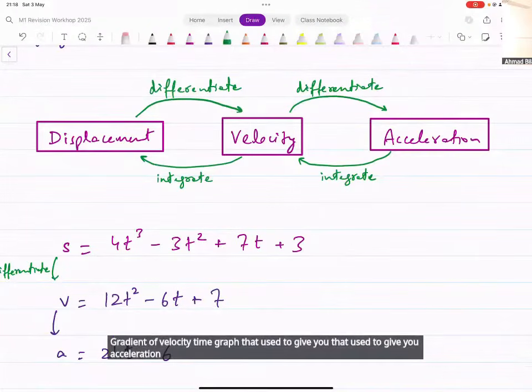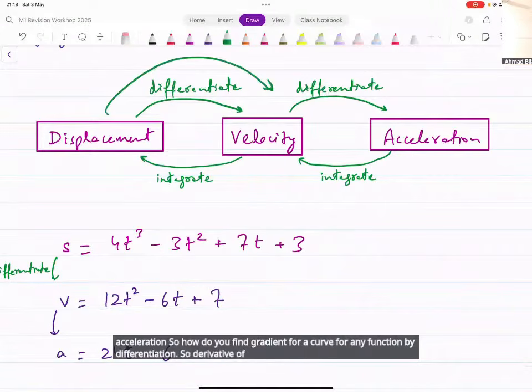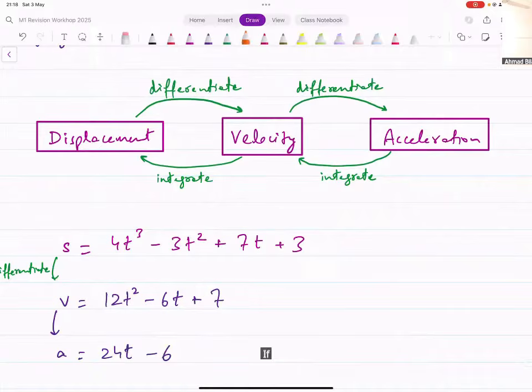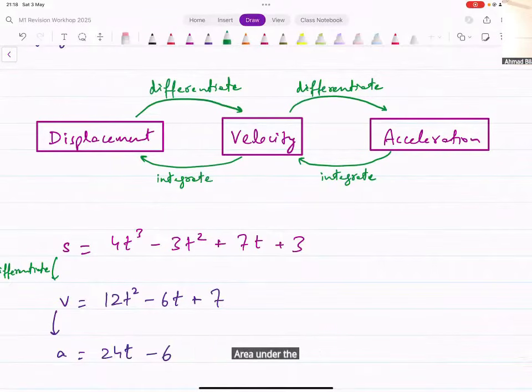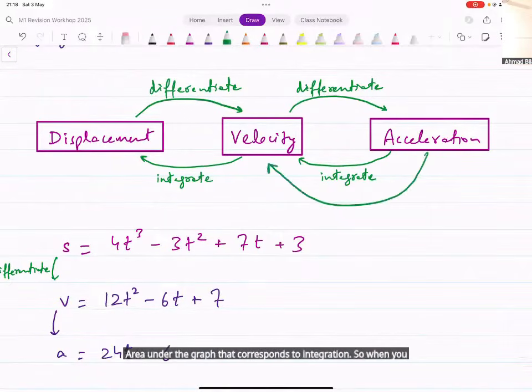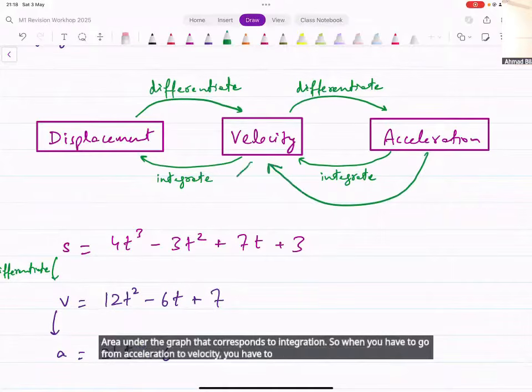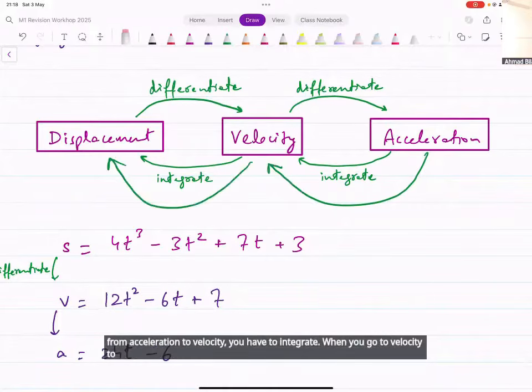So how do you find gradient for a curve or for any function? By differentiation. So derivative of displacement is velocity, derivative of velocity is acceleration. If you want to go the other way around, area under the graph, how do you find area under the graph? Generally using integration. If you remember P1 integration, area under the graph corresponds to integration. So when you have to go from acceleration to velocity, you have to integrate. When you go from velocity to displacement, you have to integrate.